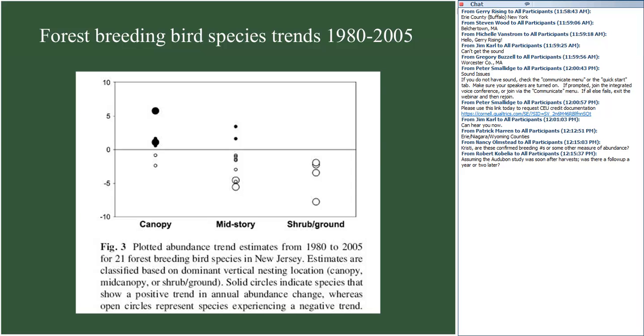But for those who nest in the mid-story or the shrub or ground level, you can see wherever it falls below 0 here, that's the 0 line, wherever it's lower, they're decreasing, and wherever it's higher, they're increasing. So the canopy nesting bird species are increasing, whereas the others are decreasing. And again, that's thought to be in part due to the effects of deer on those different vegetation layers.